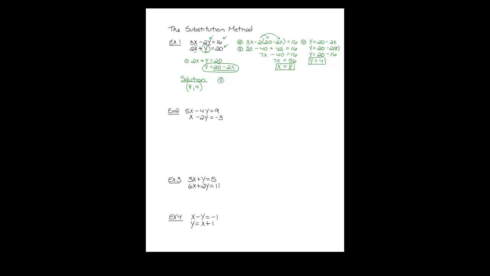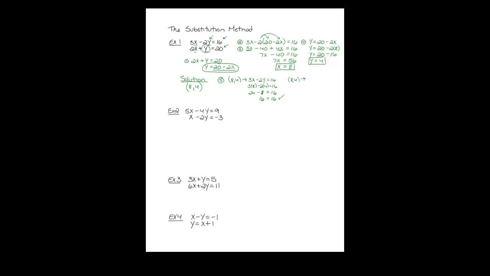And last step, step 5, you want to check. So we have our ordered pair, 8, 4, and our first equation, 3x minus 2y equals 16, replacing x with 8, y with 4. 3 times 8 is 24 minus 8 equals 16. 24 minus 8 is 16. 16 is equal to 16. So the ordered pair 8, 4 satisfies the first equation. You have to try the second equation as well.